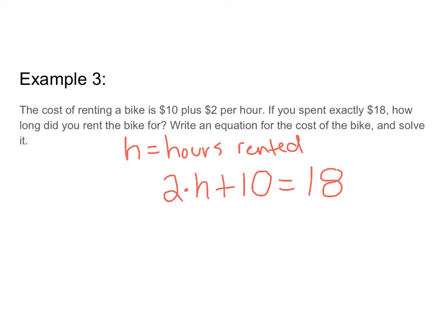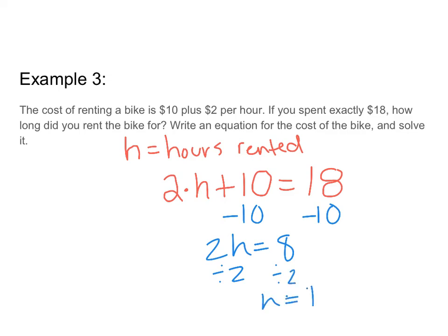So this time you were told to solve, so once you had this, you should subtract 10 from both sides, leaving you with 2h equals 8. Divide by 2 and get h equals 4. You rented the bike for 4 hours.